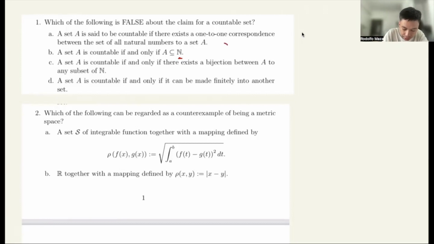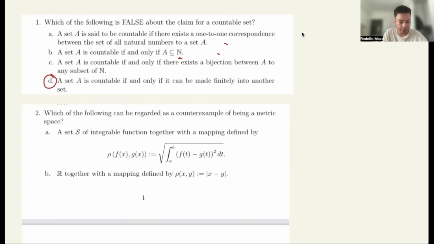And A is countable if and only if A is a subset of N. This is in fact true. And then a set A is countable if and only if there exists a bijection between A to any subset of N, and this is actually a restatement of letter A. So when we say it's a one-to-one correspondence, therefore it's a bijective function. So letter D, a set A is countable if and only if it can be made finitely into another set. We cannot do that. So therefore, this is letter D.